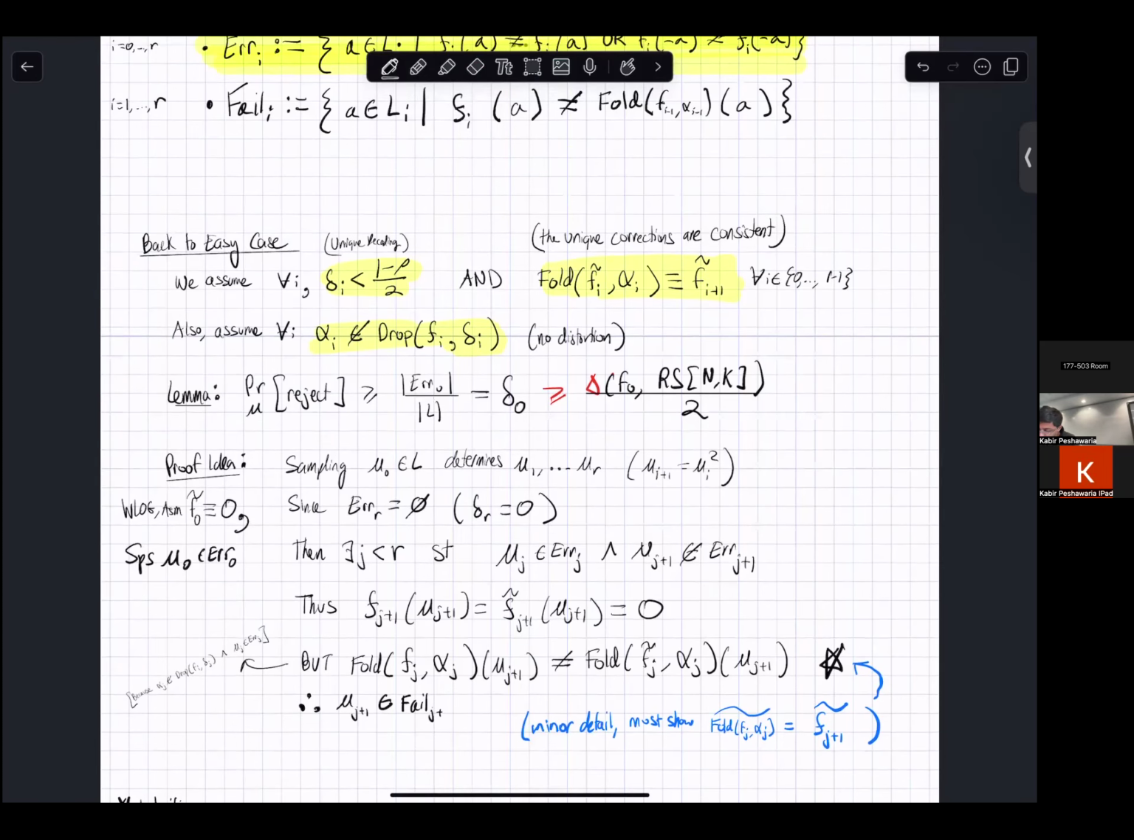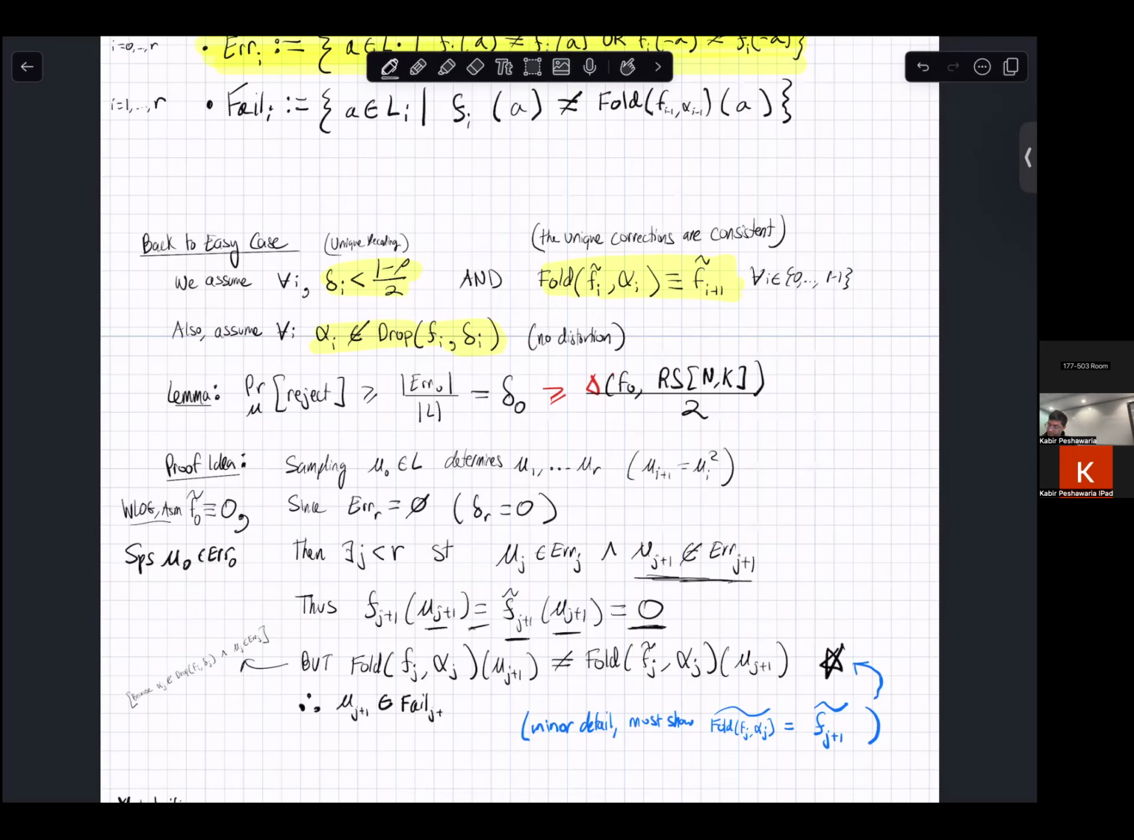And now what we have is that f of j plus 1 at mu j plus 1 is equal to the correction at mu j plus 1, which is equal to 0 by the without loss of generality assumption. And the reason these guys are equal is because mu j plus 1 is not in error j plus 1. Right? That means that these guys are equal. It's equal to its correction at mu j plus 1 by definition.